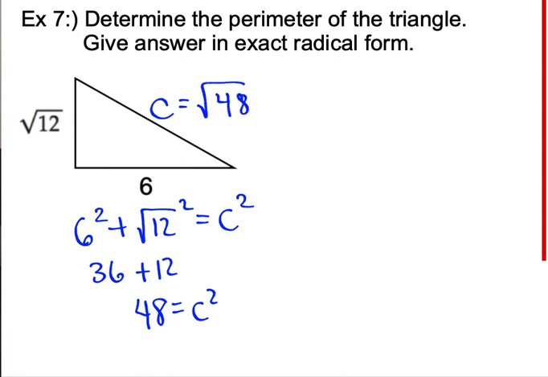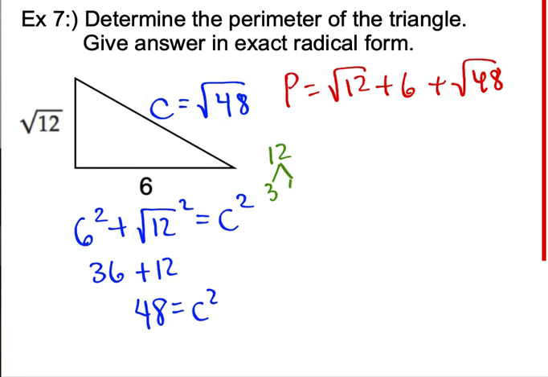So the perimeter here is going to be the square root of 12 plus 6 plus the square root of 48. Now 12 and 48 can be factored. So 12, of course, is 2 times 2 times 3. And 48, well, that's 6 times 8. 6 is 2 times 3. And 8 is 2 times 2 times 2.